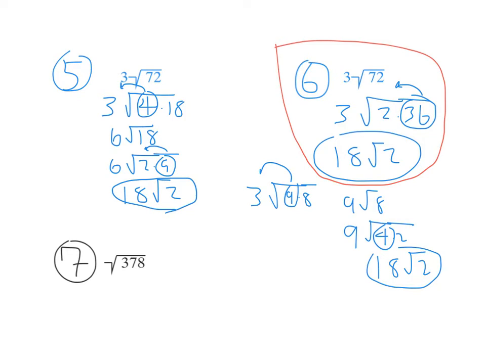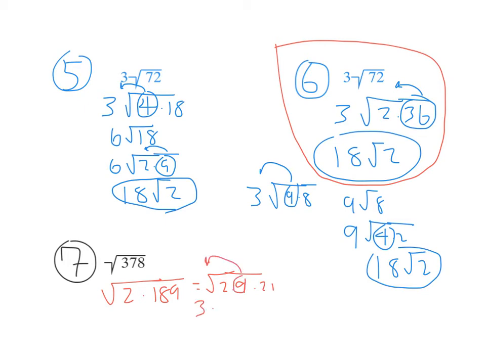The last example, radical 378. Well, 378 is not divisible by 4, so I'm going to divide it by 2. Take 378, divide it by 2, and I get 2 times 189. And 189, I add these digits together, is divisible by 9. So I can rewrite this as radical 2 times 9 times 21. The 9 is a perfect square.